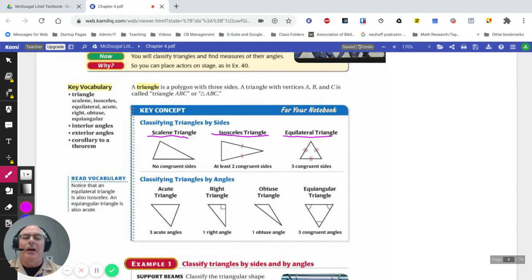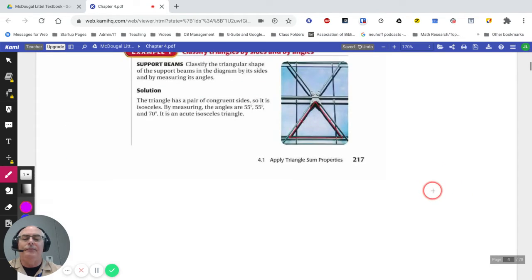When we classify by angles, we have acute triangles, meaning that all three of the angles are less than 90 degrees, a right triangle, which means one of the angles is a right angle, an obtuse triangle, which means one of the angles is greater than 90 degrees. And last is an equiangular triangle, which means all three of the angles are the same measurement.